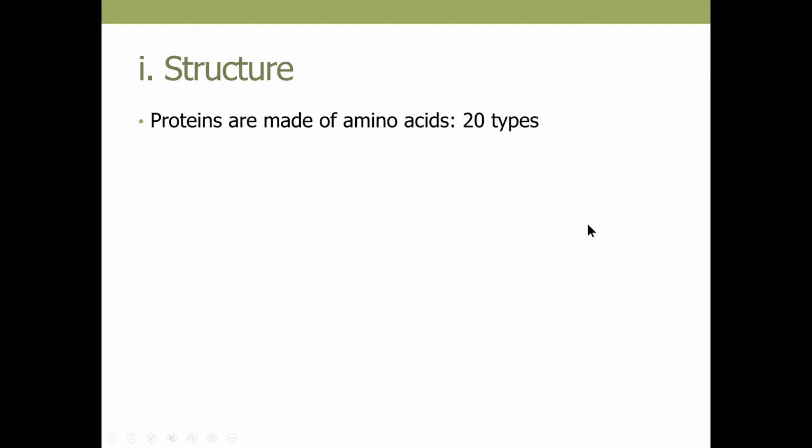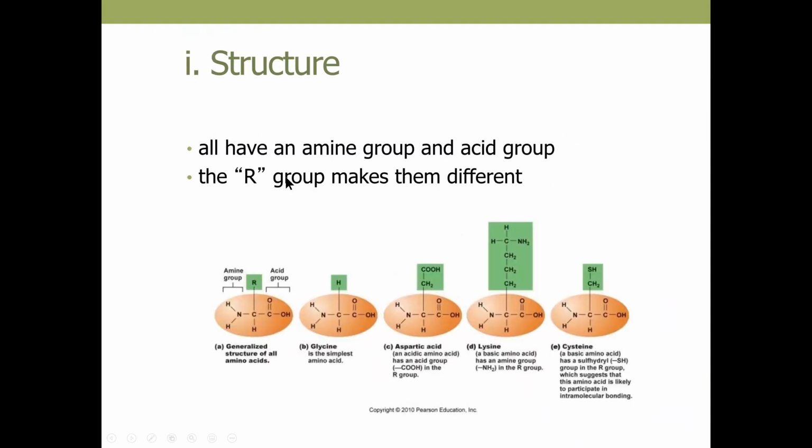Proteins are made up of amino acids. There are 20 types. All have amine groups and acid groups. R groups make them different. So this is glycine, the one I remember because it has a hydrogen. This is aspartic acid. This is lysine. This is cysteine. They all have different R groups. 20 different amino acids.